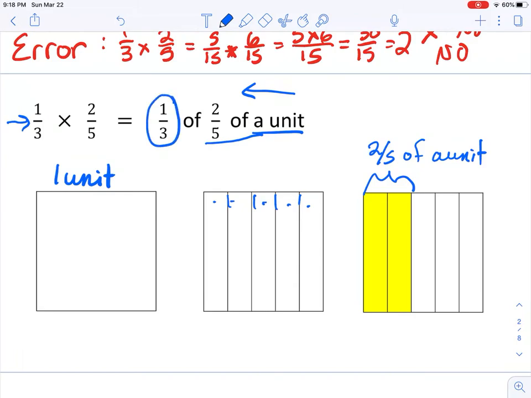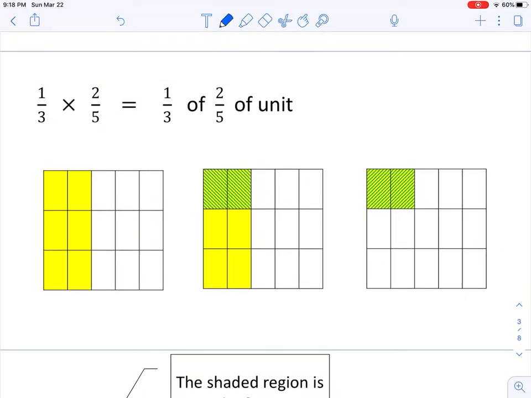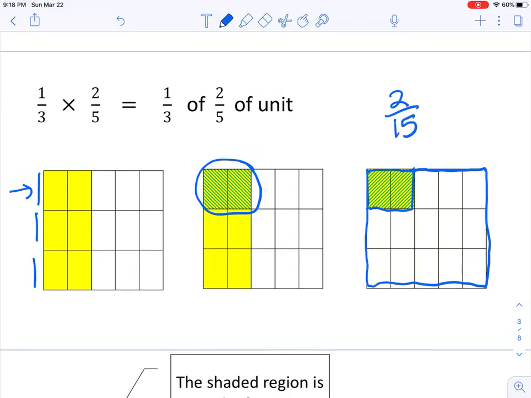Then we come along and we look at our 1/3 of the 2/5 of the unit. So this becomes our intermediate whole here. We ignore this white region and we just look at the 2/5 and we say we need to take 1/3 of this. 1/3 of the 2/5. There's our thirds. This is 1/3. 1/3 of the 2/5. Right here, we take the 1/3 of the 2/5, and that is our final shaded region within the whole unit. So our answer is 2/15.